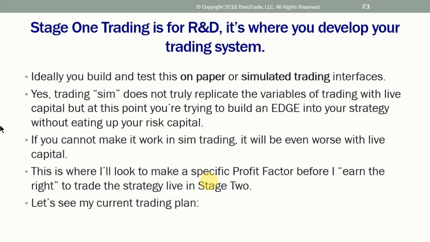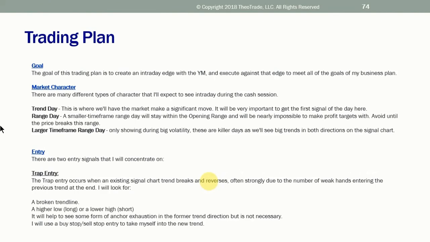So I'm going to show you my current trading plan here. My current trading plan, and this is on the YM. What I'm looking for, I want to create an intraday edge with a YM. And I'm going to look for 3 different types of days here. Trend day is where we have a significant move. We don't see these that often. So a trend day will start, here's the opening bell, and all of a sudden it just takes off and it's just gone.